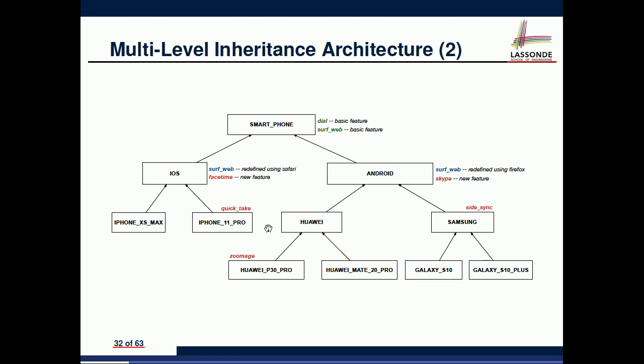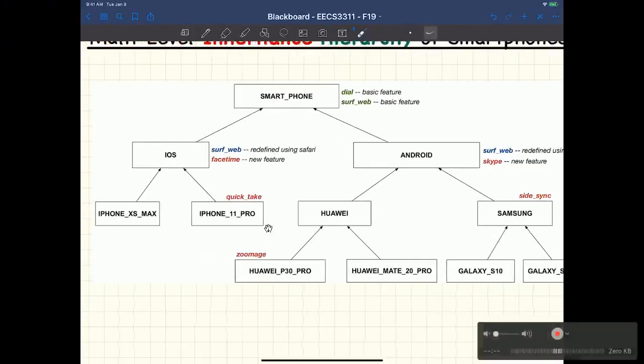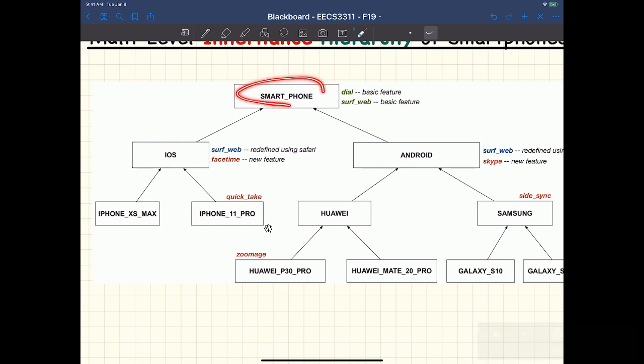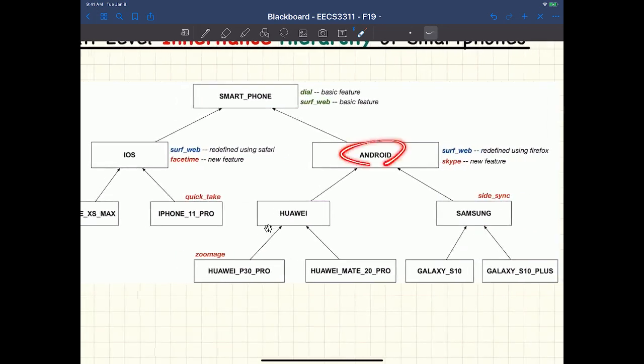Let's talk about it quickly. We've got a smartphone. For every smartphone, we support at least dial and surf the web. We also have iOS. Surf web is inherited from over here, but redefined, so let's say it uses Safari by default. Sorry about that, I meant to show you the iPad. We've got smartphone over here, with dial and surf web by default. Surf web is redefined for iOS because you might want to use Safari. And for Android, you also redefine surf web using another browser, Firefox for example.